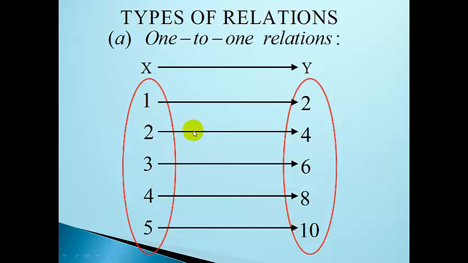However, we can see that each element in X is related to one and only one element in Y. That is, 1 is related to only 2. 2 is also related to only 4. 3 is also related to 6. 4 is related to 8. And 5 is related to only 10. And so we say this is a one-to-one relation, because each element in X is related to one and only one element in Y.